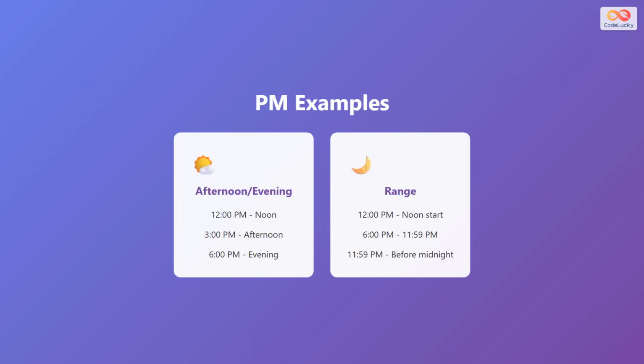Now let's see some p.m. times. 12 noon is written as 12 p.m., which marks the start of the afternoon. 3 p.m. is mid-afternoon. 6 p.m. is early evening, often dinner time. p.m. includes all times from noon through the evening until just before midnight. Any time after noon and before midnight uses p.m.